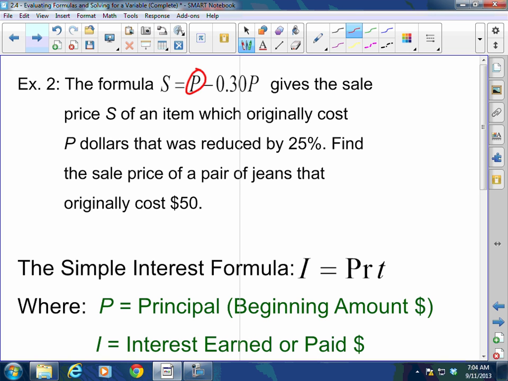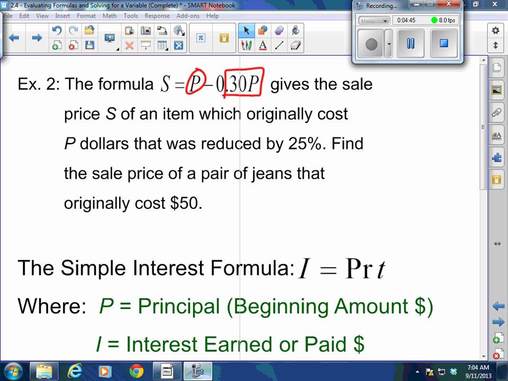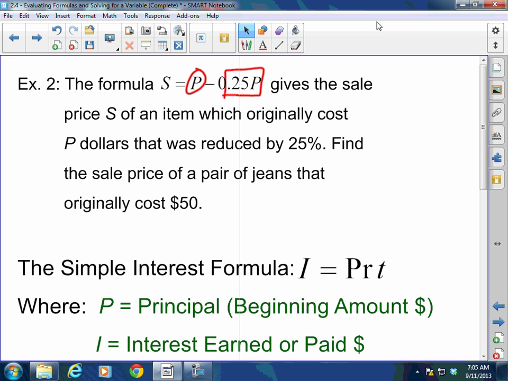P is the original price, okay? And 0.30P, think about it. It's actually, this is wrong. Hold on for 1 second. Okay, sorry about that little typo there. P minus 0.25P. This 0.25 is the 25% of the original price. And think about when you have a discount, you're taking away, you're subtracting a value from the original value. So you have this original price P, and you have 25% of P, and you're going to subtract that 25% of P from the original cost.